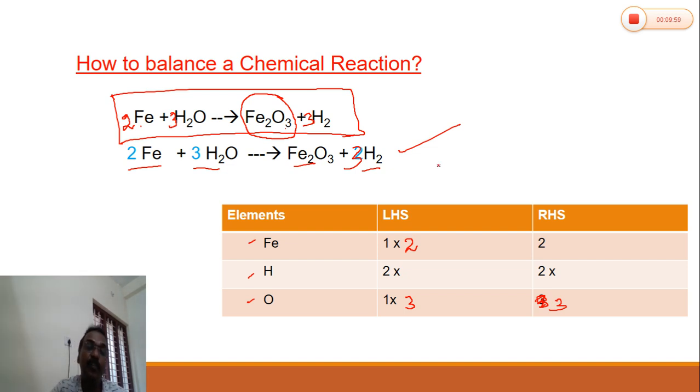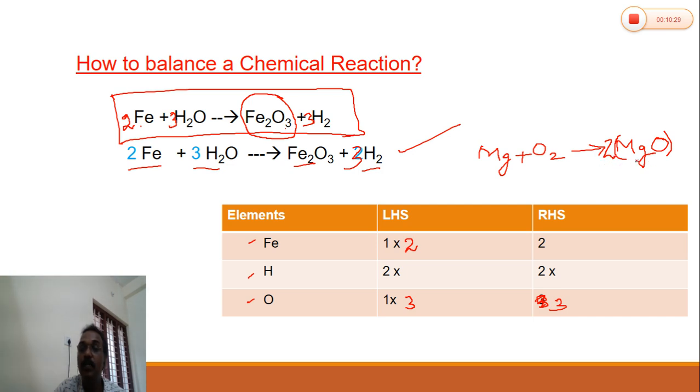Making the number of atoms on both sides of the equation the same is called balancing a chemical equation. Another equation we already looked at is Mg plus O2 gives MgO. Here magnesium is 1, and this side also magnesium 1. Here oxygen is 2, but this side only 1. We cannot change the subscript here. We should put a coefficient 2 here.